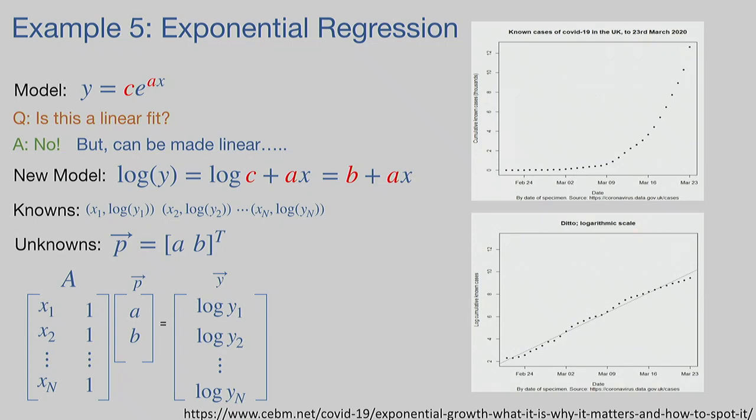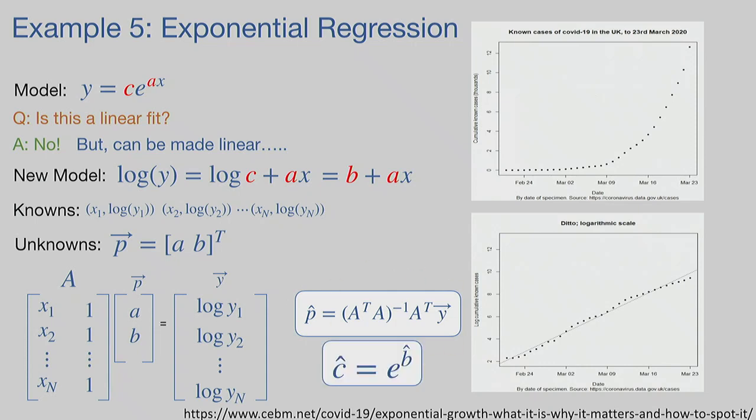Okay? So now I know how to solve it, because matrix A is given by the data. Vector Y is given by the data. These are known. And then I can solve for A and B by solving the least squares. So I do a linear fit, which is great. I got this nice equation.